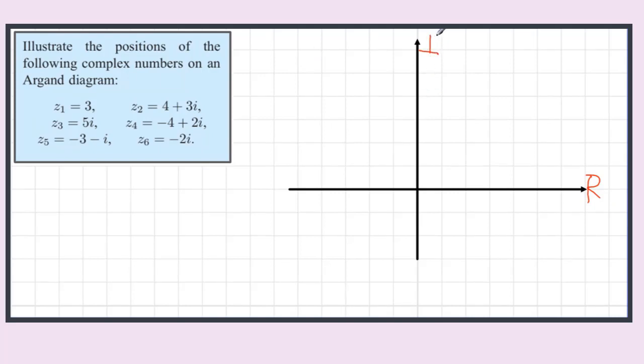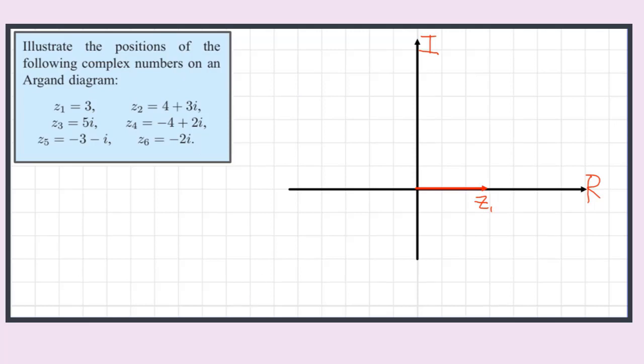Complex numbers are plotted as vectors, so it's plotted as a position vector, e.g. it starts from the origin, 0, 0, and you just find the point and you draw it as an arrow. So for z1, it's 3, so that's purely real, so it needs to go to the point 3, 0, so it has a real component of 3 and an imaginary component of 0. That is z1.